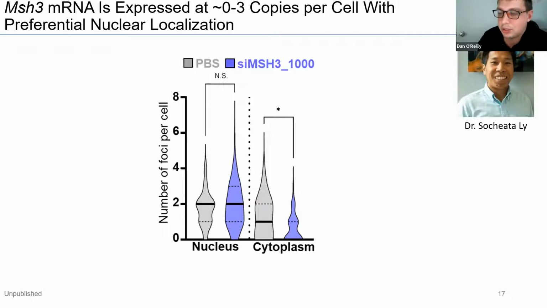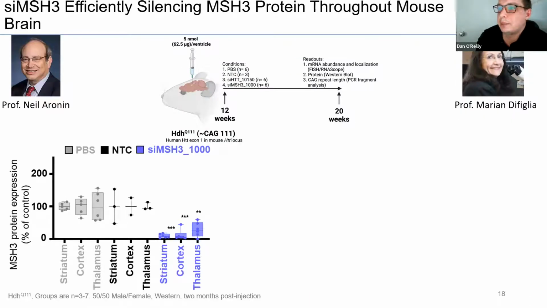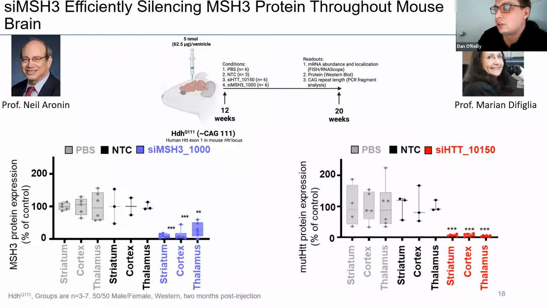But naturally, we really cared about the protein expression because that is going to be what helps block somatic expansion if we can silence that. So here's the MSH3 protein expression. We can see that in the striatum, cortex, and thalamus, we get 75 to 80% silencing of the MSH3 protein, which is really exciting. And we also confirmed that our HTT control also silenced HTT, which confirms basically that our injections all worked well.